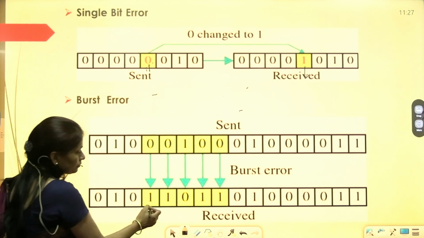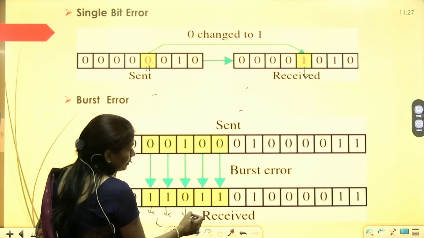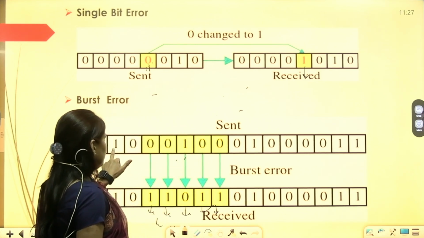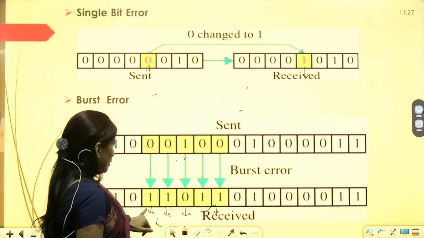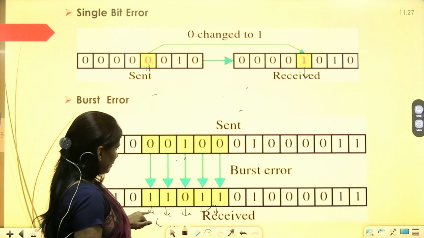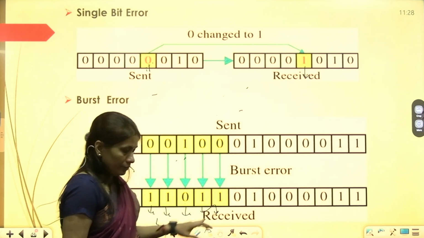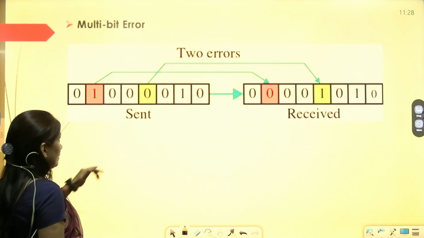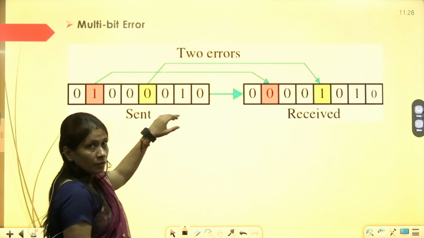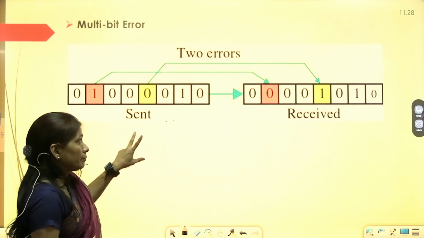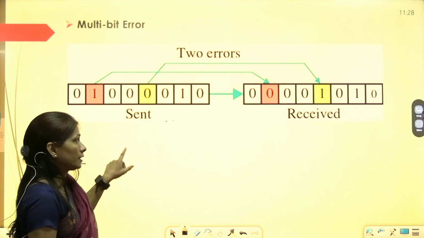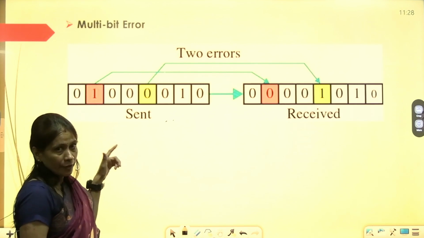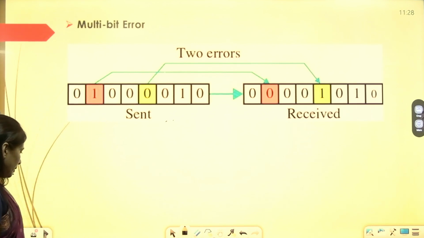When multiple bits are changed in a sequence, then it is a burst error. The sender sends 100010, but the receiver receives 110111. This is called burst error. And multiple bit error: multiple bits change but not sequentially, they change in different positions. It's called multiple bit error.